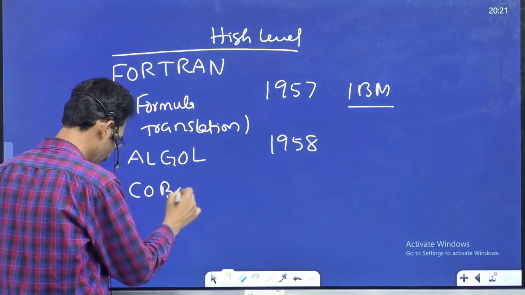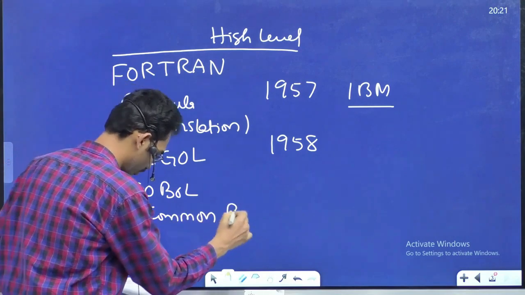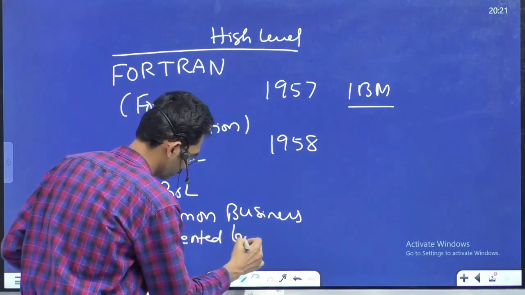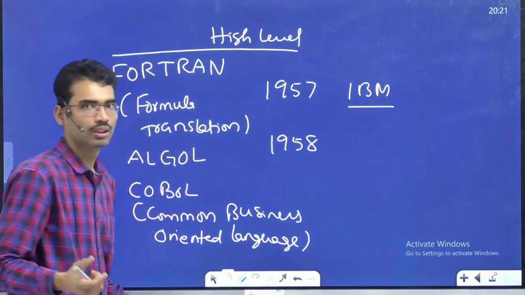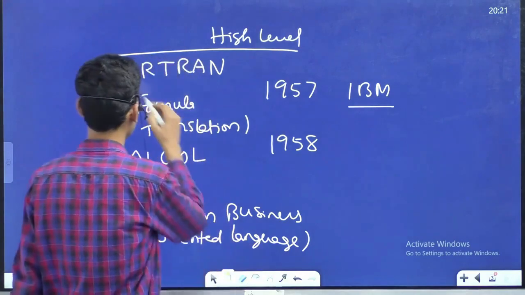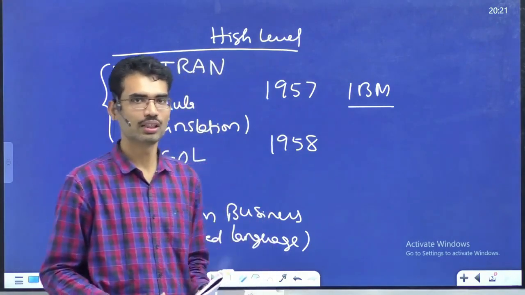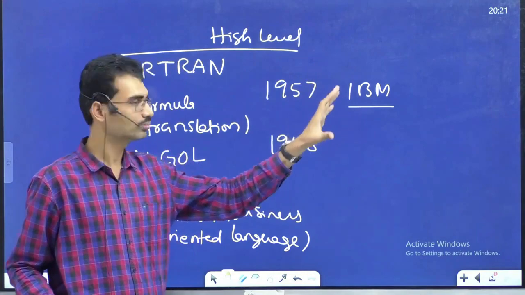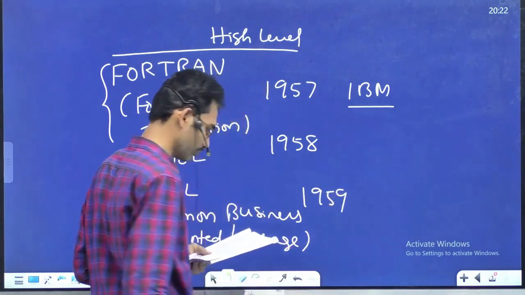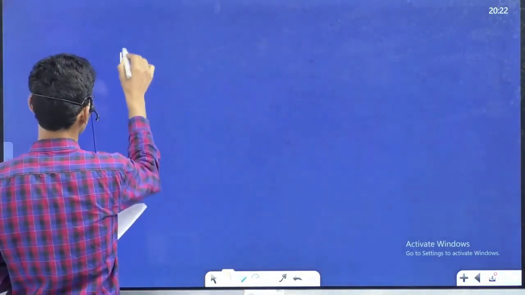Likewise, COBOL: common business oriented language. In examinations, they will simply ask what is the full form of COBOL, what is the full form of Fortran. For examination, you just need to understand the simple definition. But here, to understand the broad picture of computers, I am giving you the evolution. COBOL was developed in 1959. Likewise, continuously different types of languages came, for example BASIC.